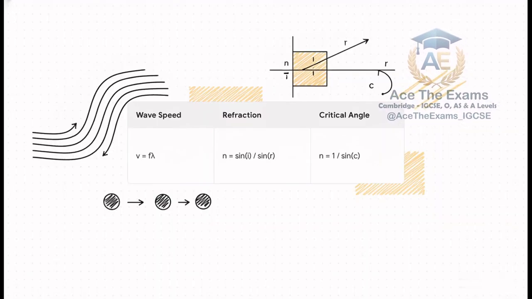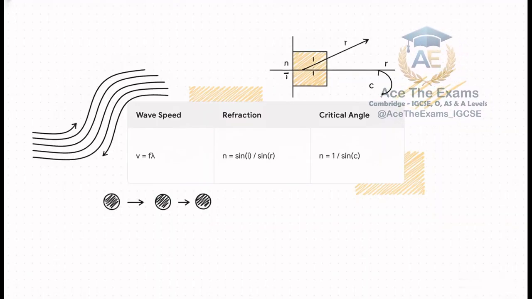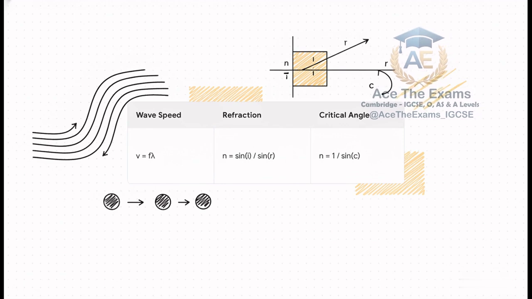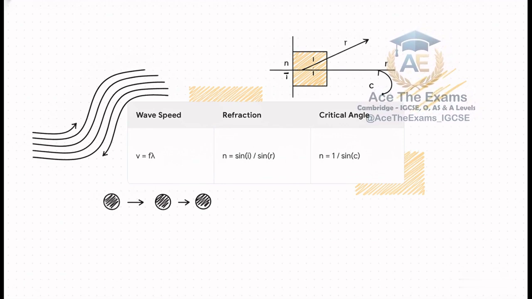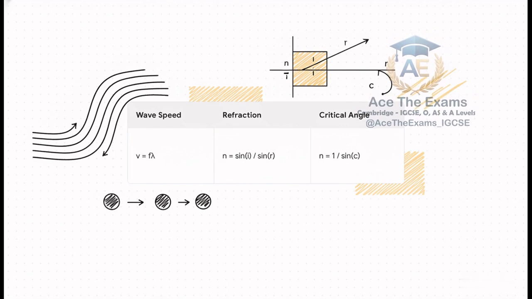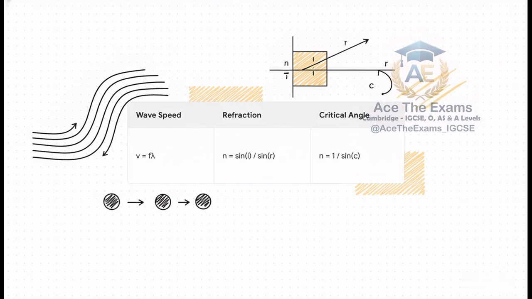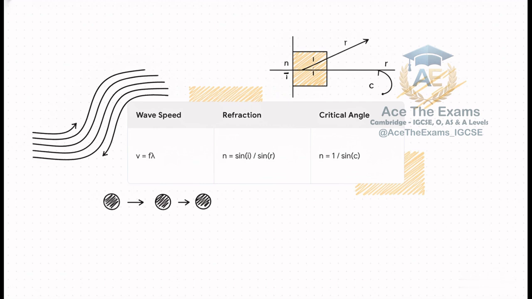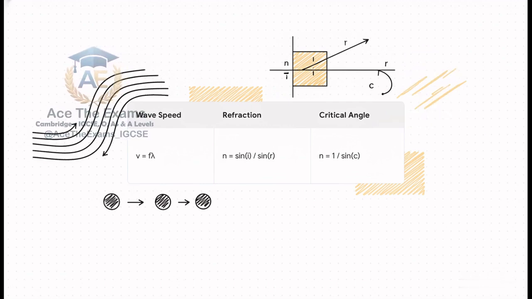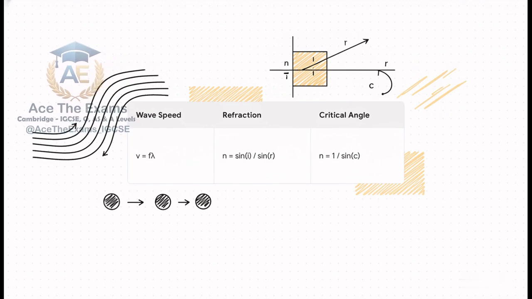Time for challenge 3, speed writing. You have a 30-second timer in your head. Write 1 perfect PEEL paragraph explaining how light behaves when entering a denser medium. Go. Wave speed is frequency times wavelength. Refractive index gives us 2 paths, sine of incidence over sine of refraction, or 1 over the sine of the critical angle. Your paragraph needs to link the slowing wave speed to the refractive index calculation.